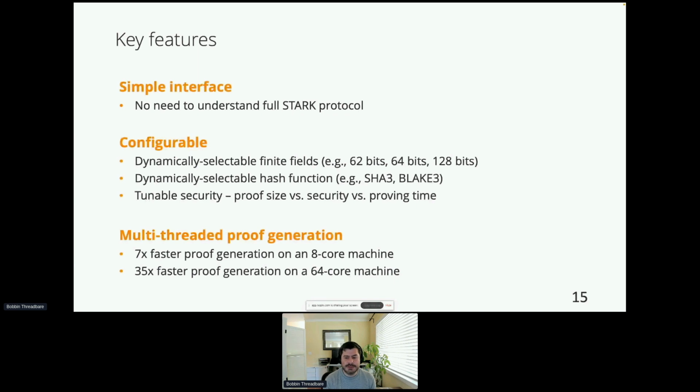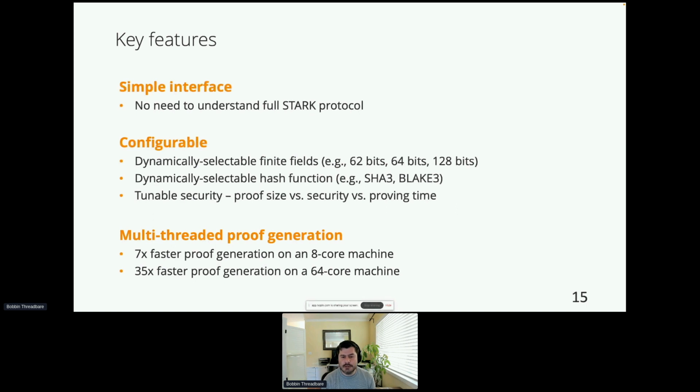Within some benchmarks, you get about 7x speed up with an 8-core machine and 35x speed up with a 64-core machine. And part of it is memory bound, so if you have faster memory, you might be able to even see a bigger speed up.